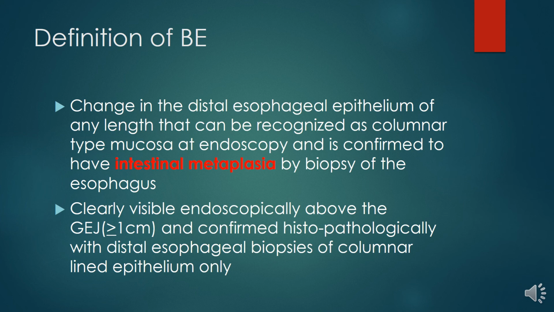By definition, it is the change in the distal esophageal epithelium of any length that can be recognized as columnar and has intestinal metaplasia by biopsy of the esophagus. It is clearly visible endoscopically above the gastroesophageal junction, more than 1 centimeter, and is confirmed histopathologically with distal esophageal biopsies of the columnar-lined epithelium only.